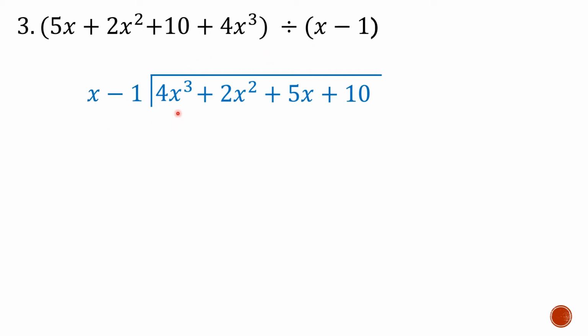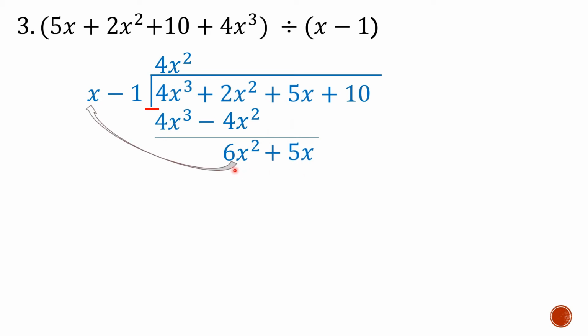And then perform the division. So 4x cubed divided by x is just 4x squared. And then multiply 4x squared to the divisor. So we have 4x squared times x is just 4x cubed. And 4x squared times negative 1 is negative 4x squared. Next, subtract. So 4x cubed minus 4x cubed is just 0. And 2x squared minus negative 4x squared is 6x squared. And then bring down plus 5x.